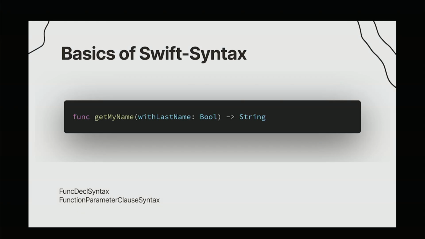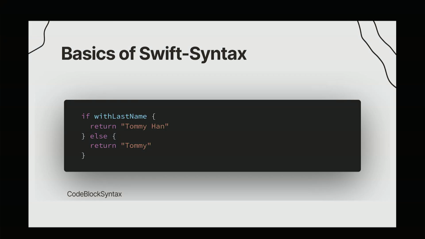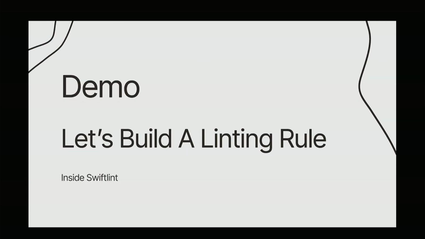There will be a return statement, which is returning the string. And the third part will be the code block. So you created a function, then you are going to run some logic inside. From the code snippet we just saw, if you want the name with last name, then you return Tommy Han, which is me. And if you don't want it, then you return Tommy. So SwiftSyntax will check if the code block inside is correct or not, and it will use code block syntax to have a look at that.